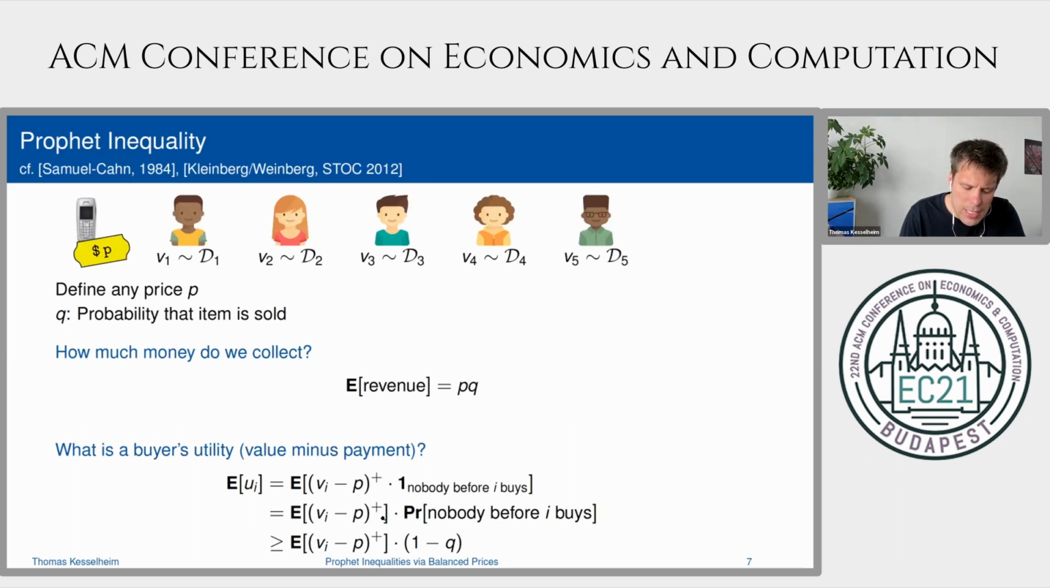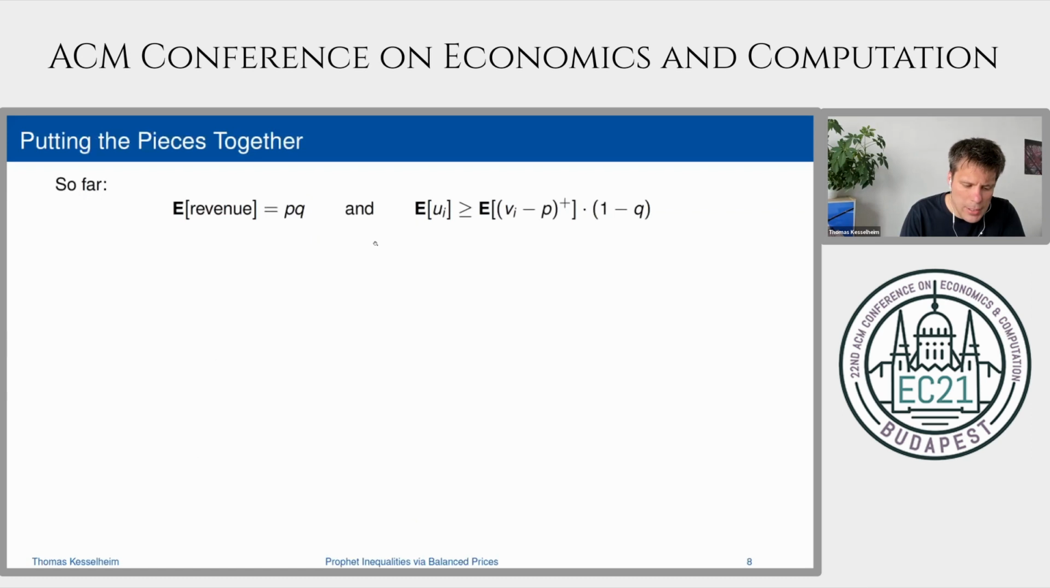And then you can use independence and bound the probability that nobody before I bought the item by the probability that the item is not bought at all, so that you can say, okay, the expected utility is at least the expectation of the positive part of buyer I's value minus the price times 1 minus Q, where Q was the probability that the item is sold. And now you can just combine these two bounds.